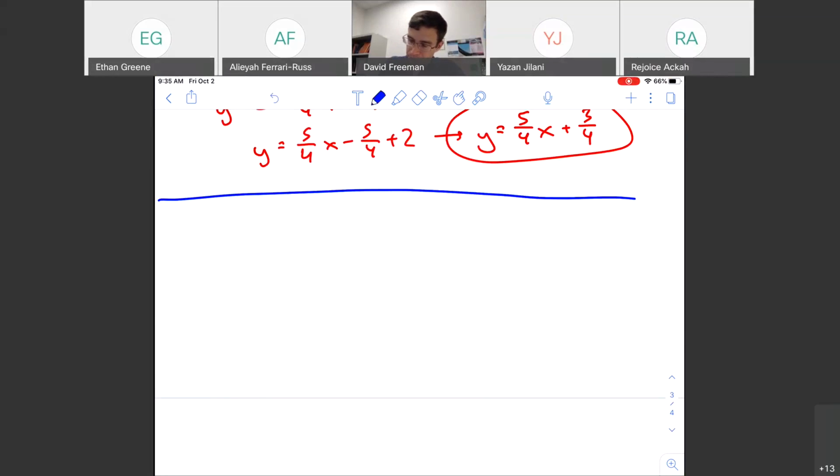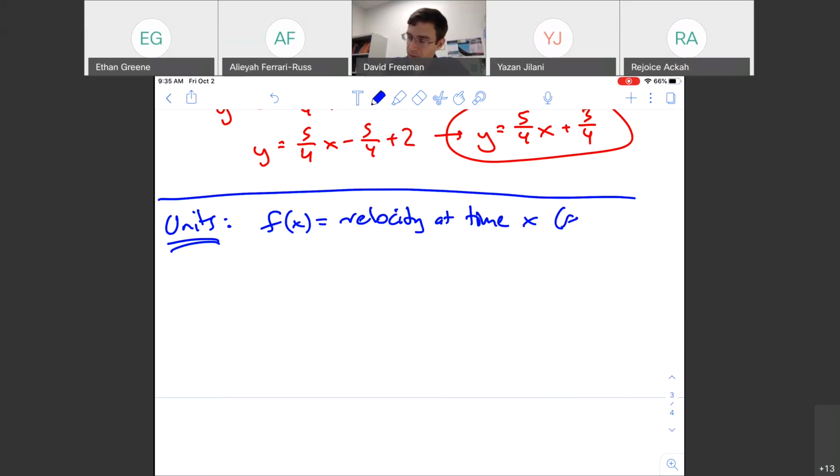Let's talk units for a minute, because there are several questions on the formative problem set that ask you to provide units. So, if we have some function, f of x, let's say it's equal to, like you said, why not? Let's just say the velocity at time x, where x is in seconds, right? And let's say the velocity is measured in feet per second, right? Because you've got to have units for velocity. So the units for f are feet per second.